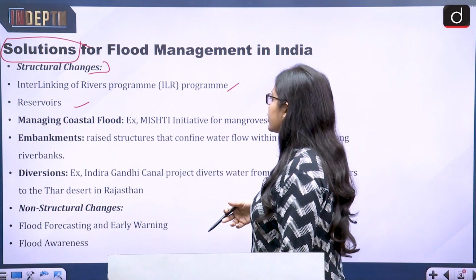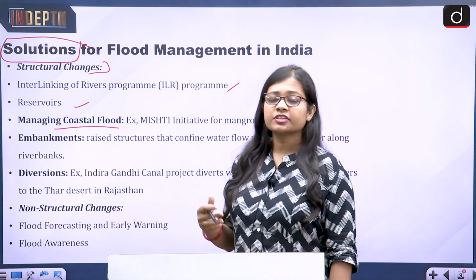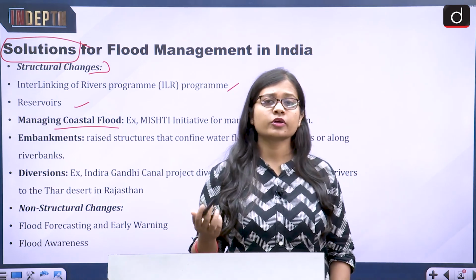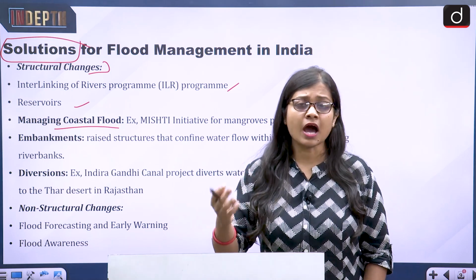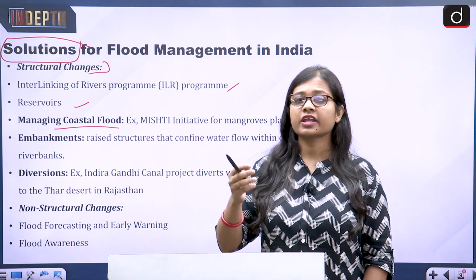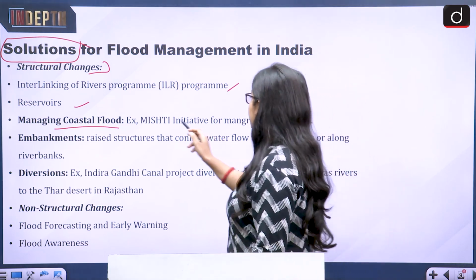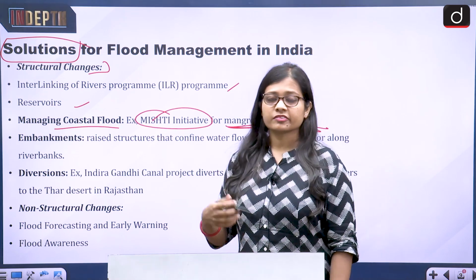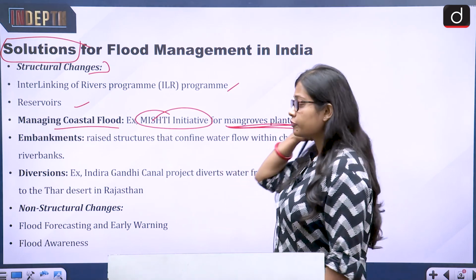Then the next point is managing coastal floods. Coastal floods need to be managed, and whenever cyclones or earthquakes come, we realize how important mangroves are when it comes to dealing with natural disasters. One of the examples is the MISHTI initiative for mangrove plantation. So this can also be a very important point with regard to dealing with floods.